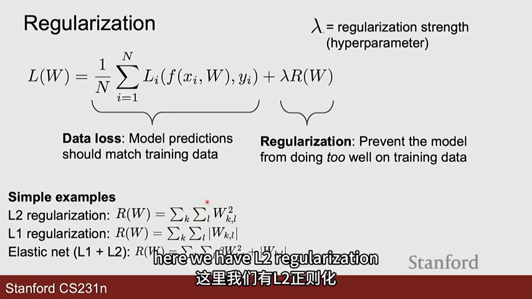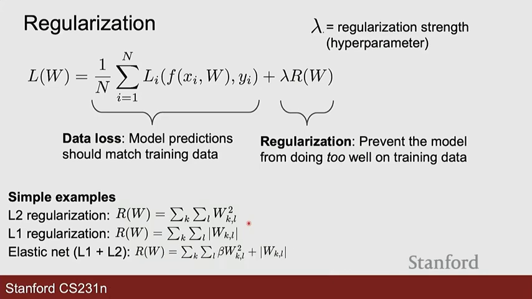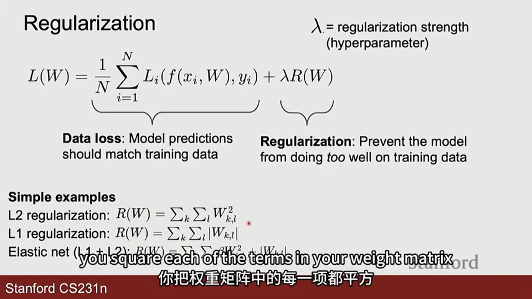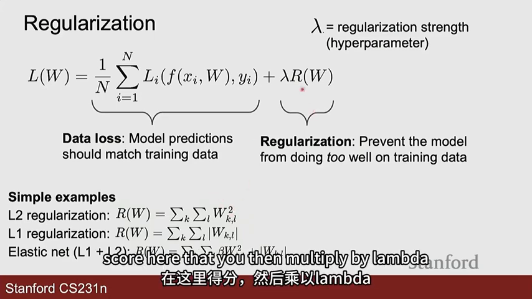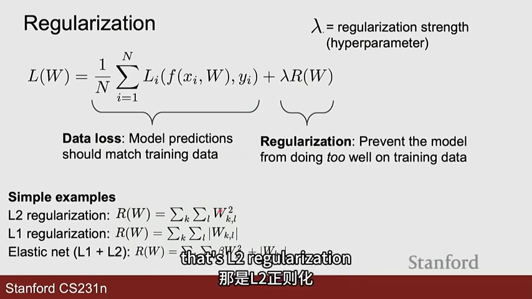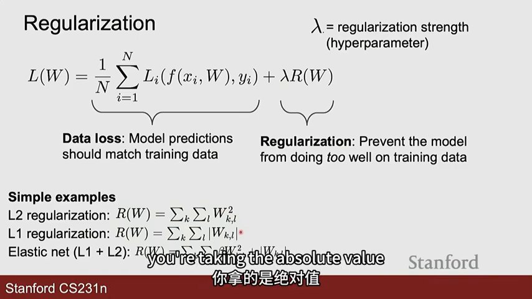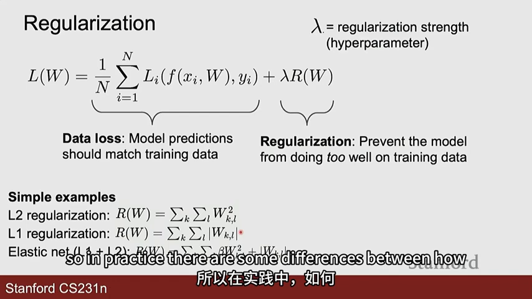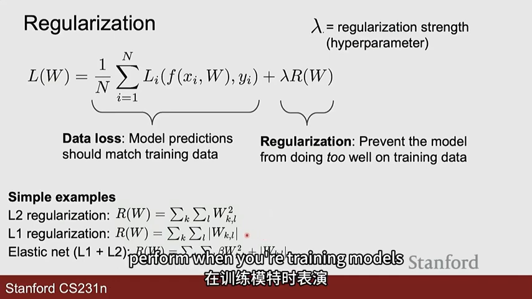So here we have L2 regularization, which basically what you do is you have your weight matrix, you square each of the terms in your weight matrix, and then you sum them all together. And that gives you your score here that you then multiply by lambda and you add to your total loss. That's L2 regularization. L1 regularization is very similar, but instead of squaring, you're taking the absolute value. So in practice, there are some differences between how these two regularizations perform when you're training models.